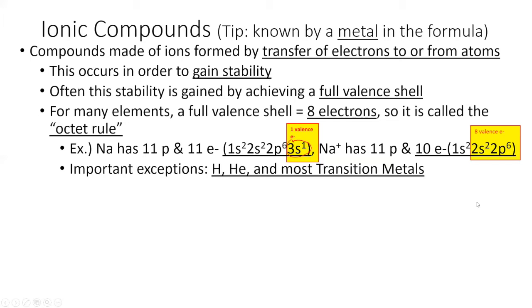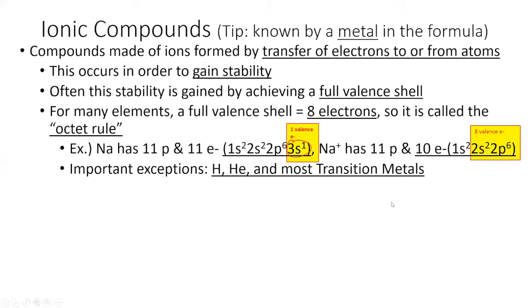Hydrogen and helium only want and need 2 to have a full outer shell because they're so small. So they don't obey the octet rule. They're happy with either 0 or 2 in their outermost shell. And then with transition metals, it gets more complicated, and we don't really get into that in this course.